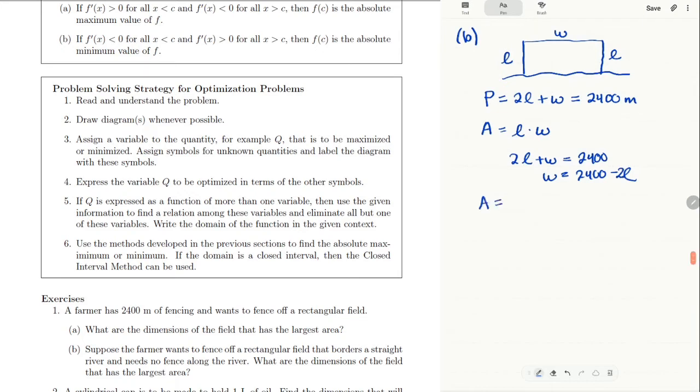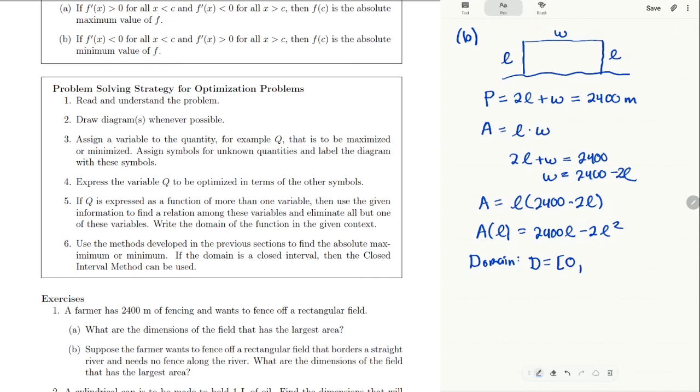And so now the area function is going to be L times 2400 minus 2L. So now the area is only a function of its length, which is 2400L minus 2L squared. Now let's consider the domain of this function. So L is the length of the sides of the rectangle. Since distances can't be negative, we know that it has to start at 0.